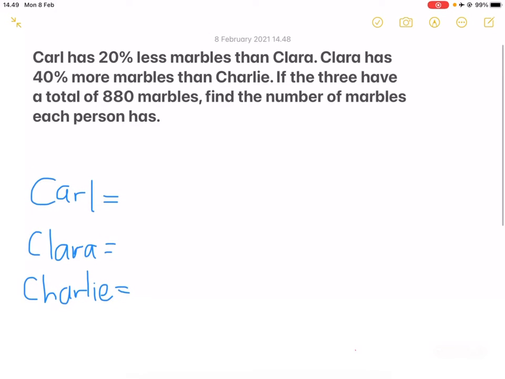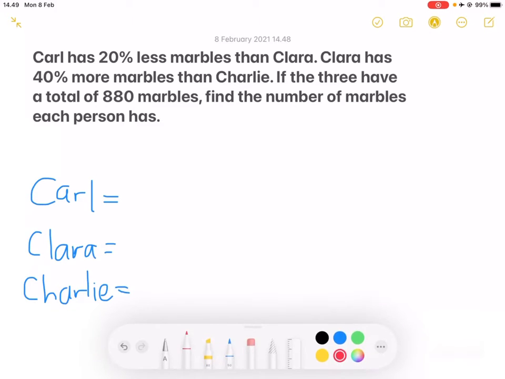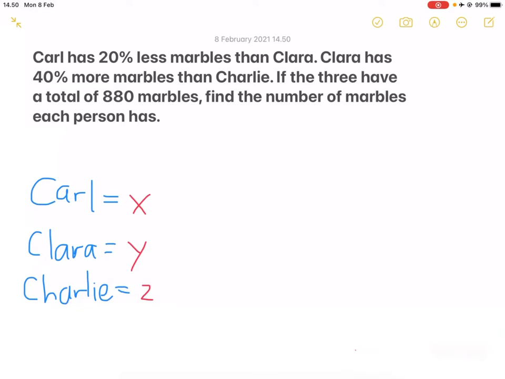So I'll just suppose some unknown variables for each person. So let the number of marbles Carl has be X. The number of marbles Clara has is Y. The number of marbles Charlie has is Z. So let's just build some equations related to each variable right here.